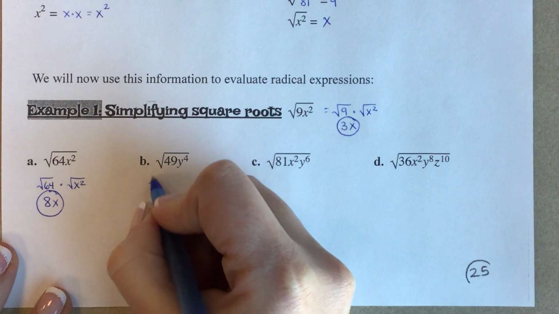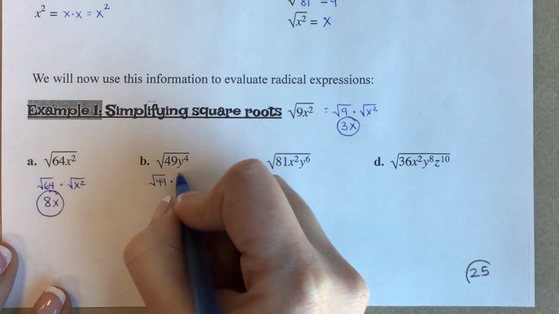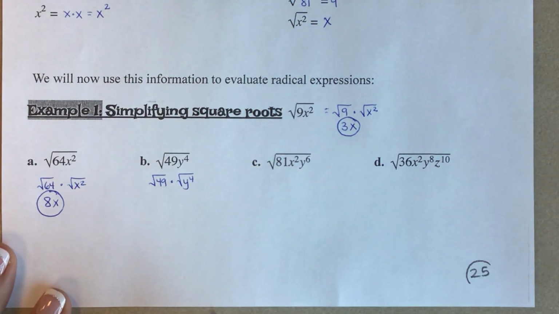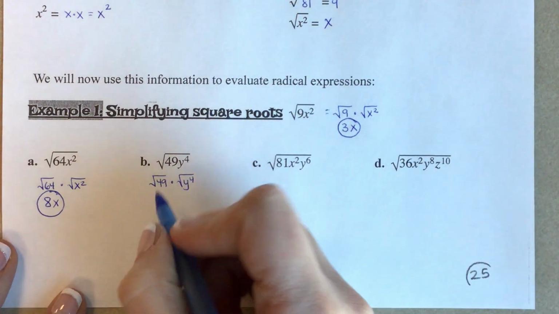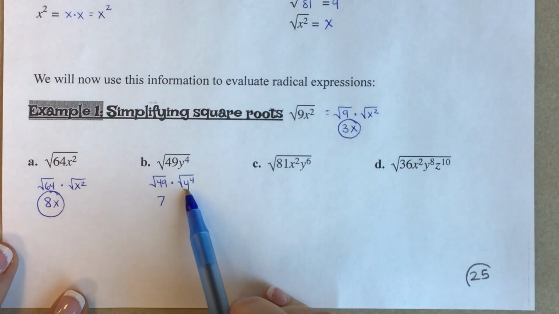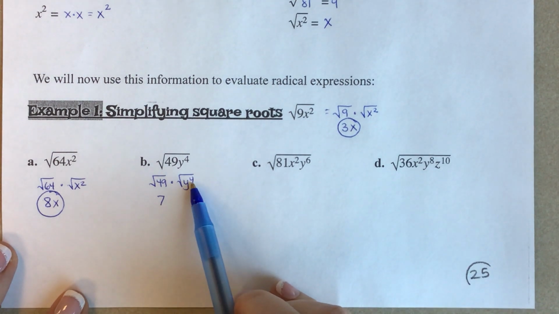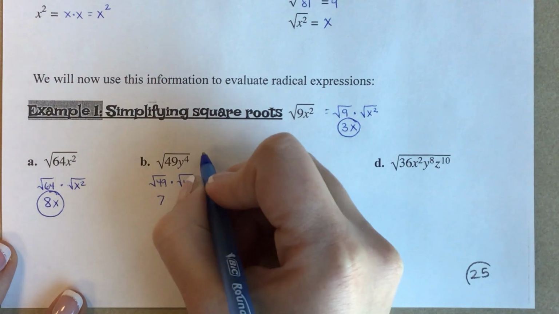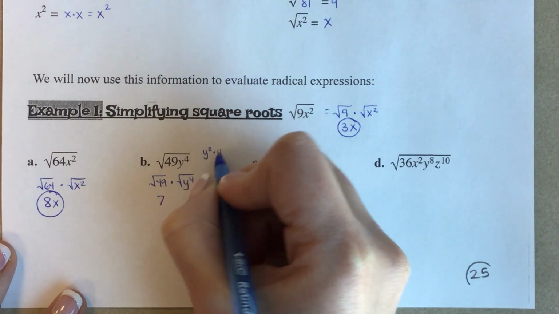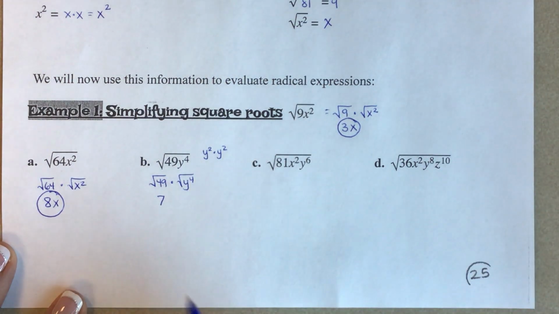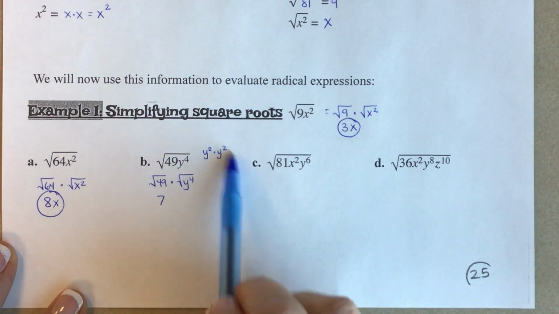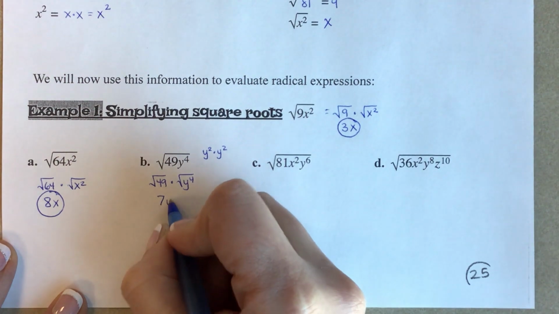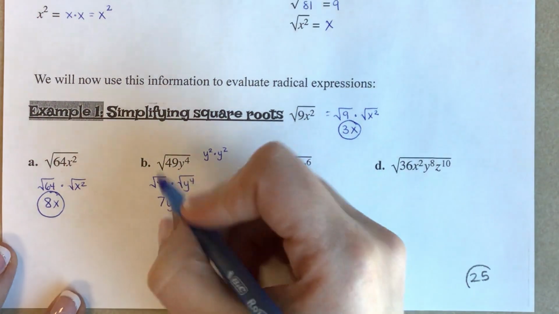Let's separate this one out. The square root of 49 times the square root of y to the 4th. What multiplied by itself gets me 49? Well, that's going to be 7. And then what multiplied by itself gets me y to the 4th? Well, y to the 4th is equal to y squared times y squared. So if this is two terms getting multiplied by itself, then it's going to be y squared.